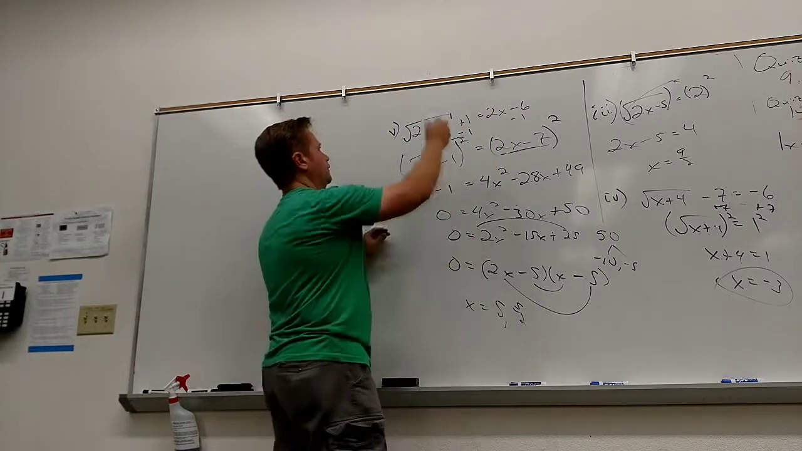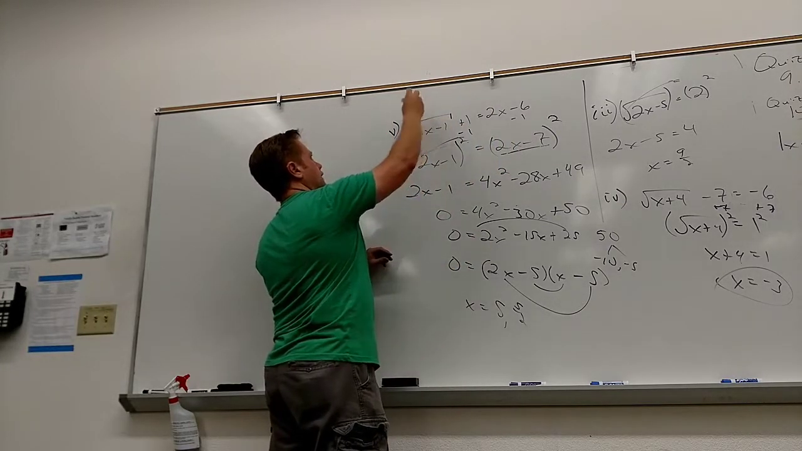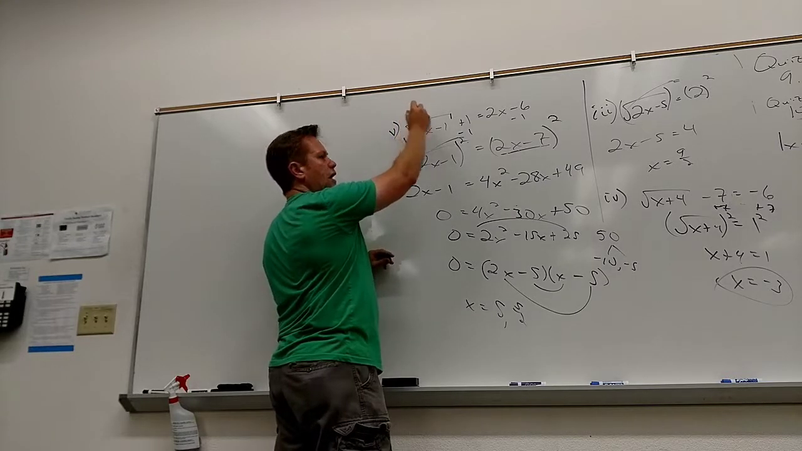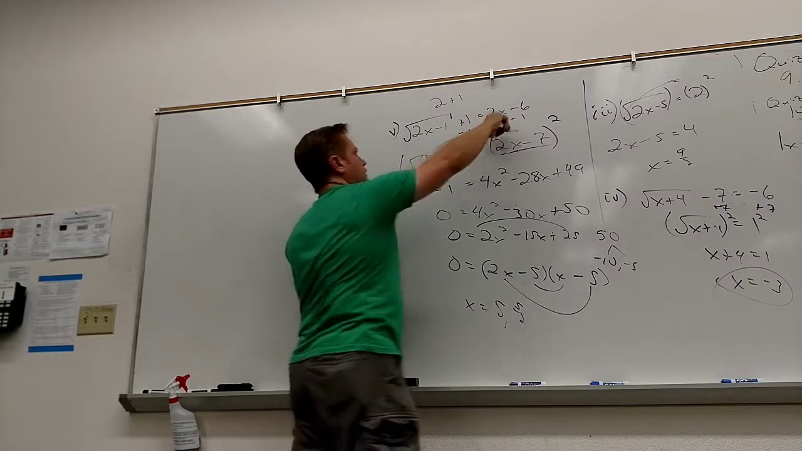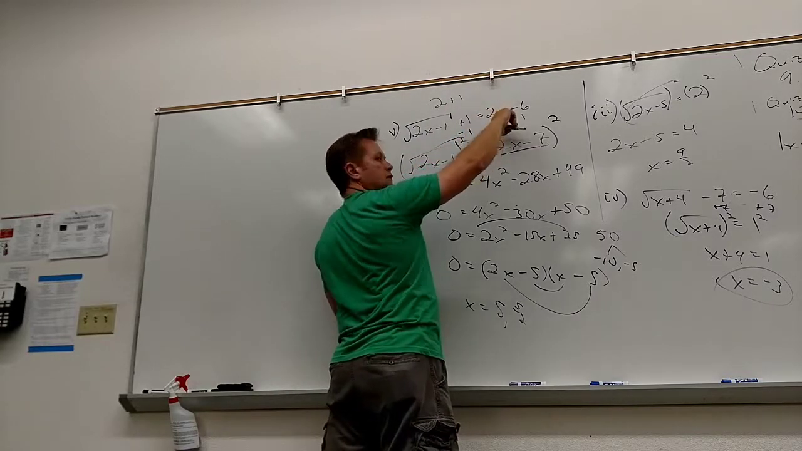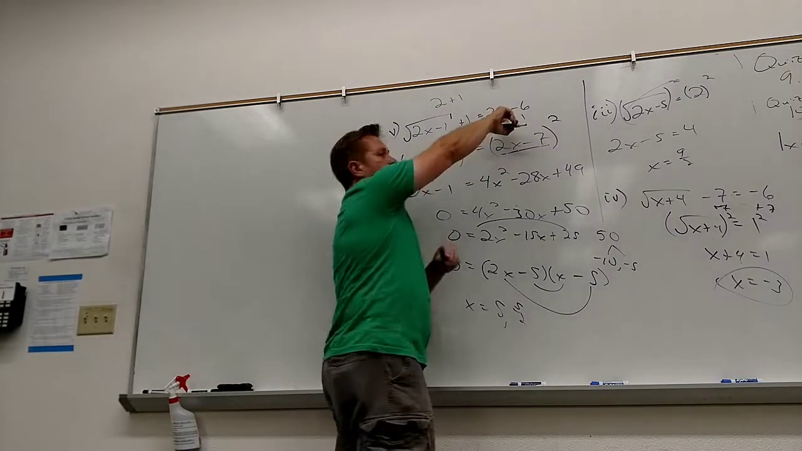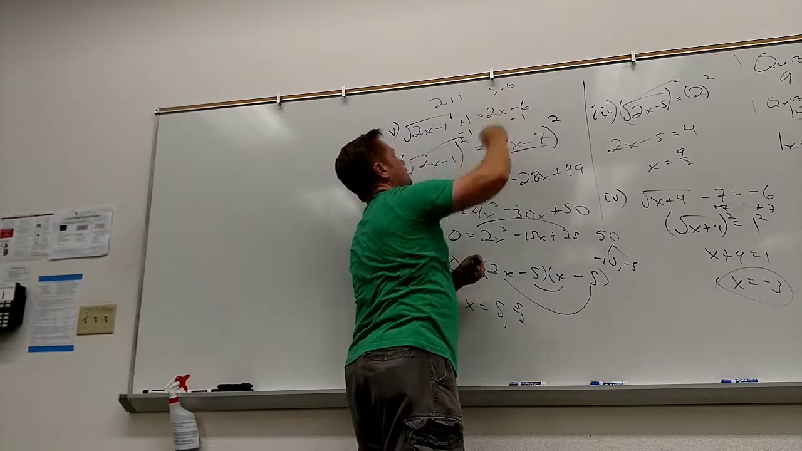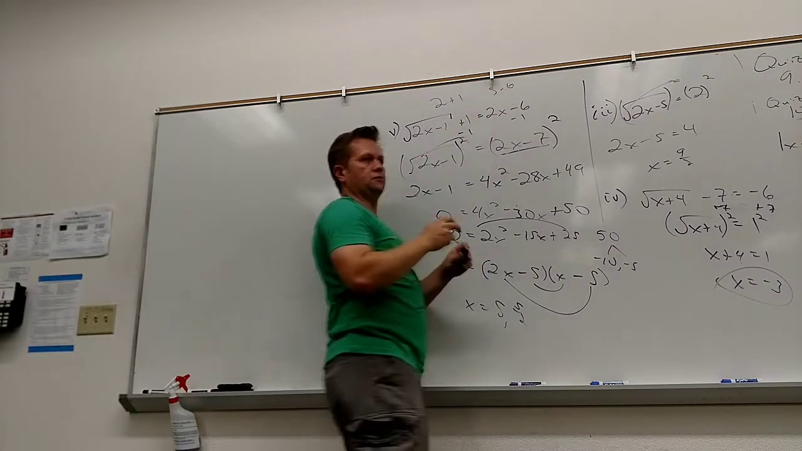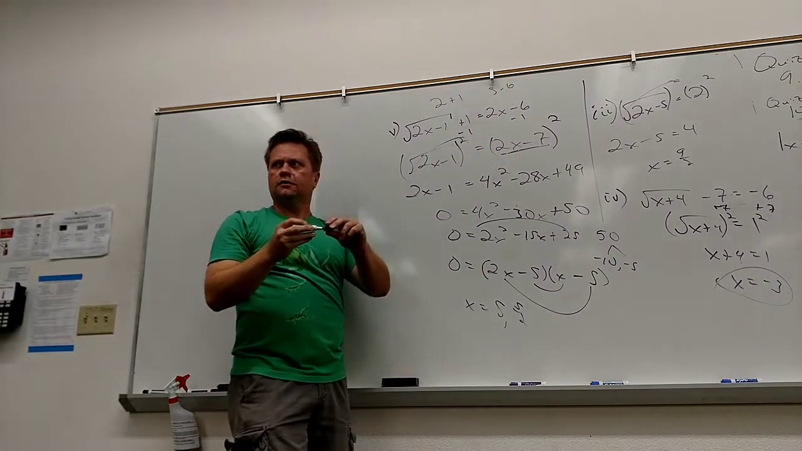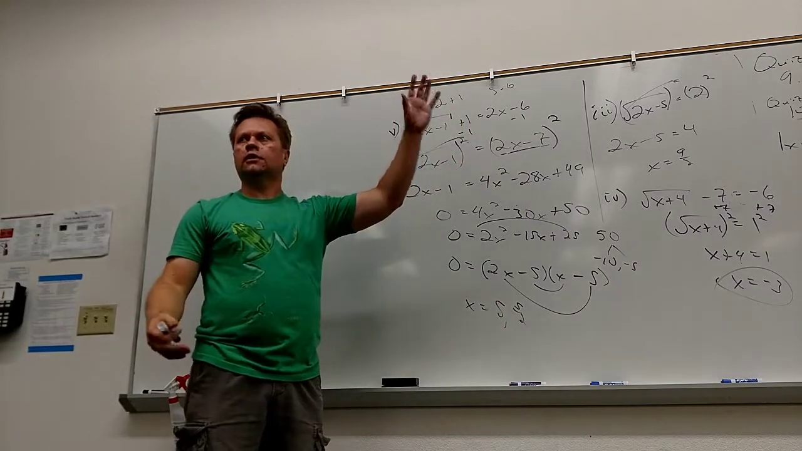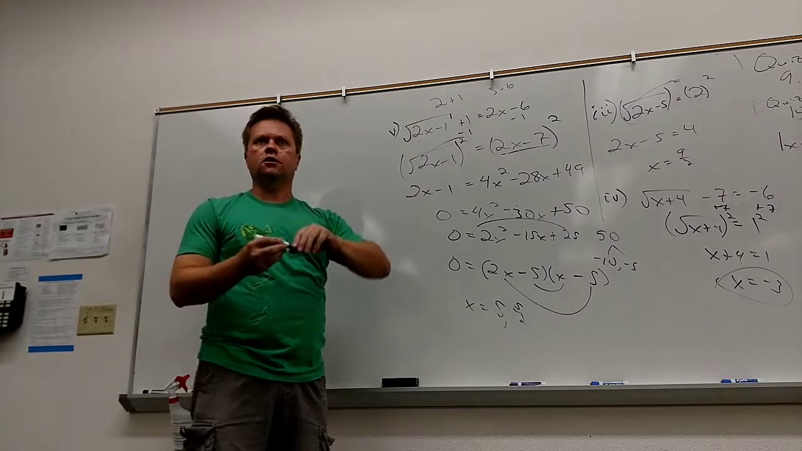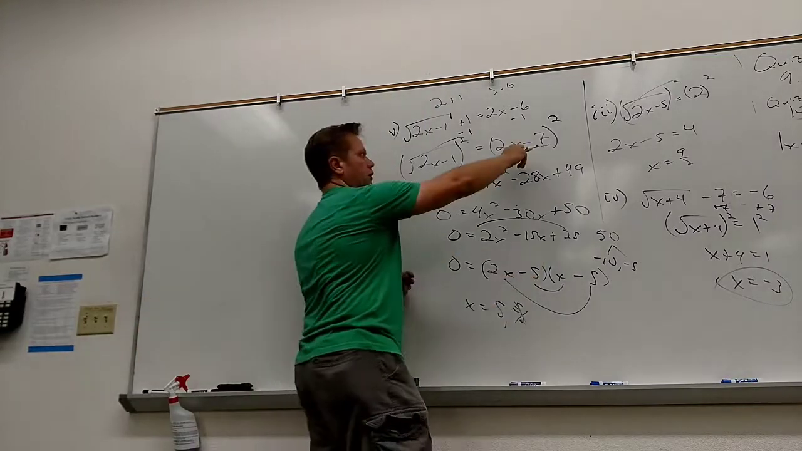What about 5 halves? 2 times 5 halves is 5. 5 minus 1 is 4. Square root of 4 is 2. And on this side, I get 2 times 5 halves is 5 minus 6. So I get 3 equals negative 1. You guys with me? I'm just throwing 5 halves in and checking it. Do I get a true statement when I throw 5 halves in? No. So it doesn't work.